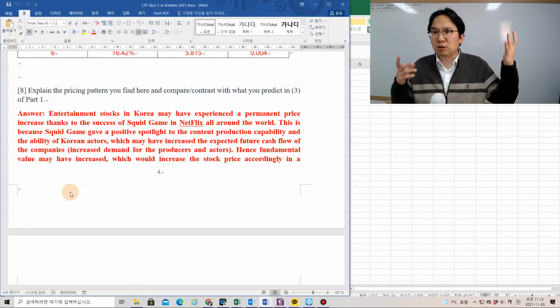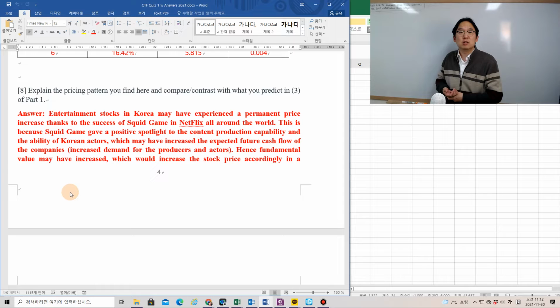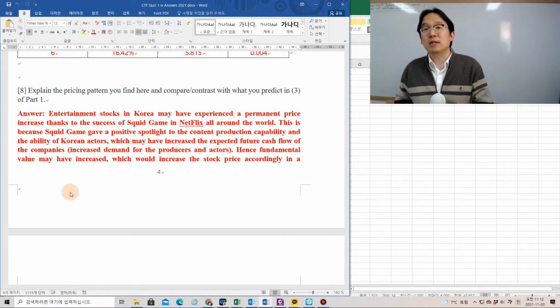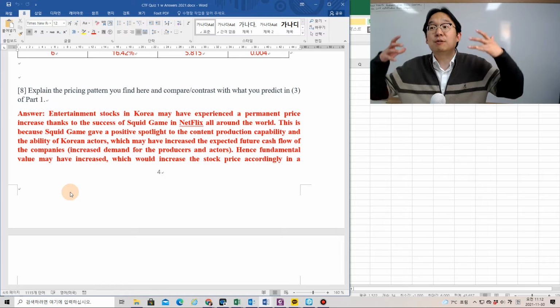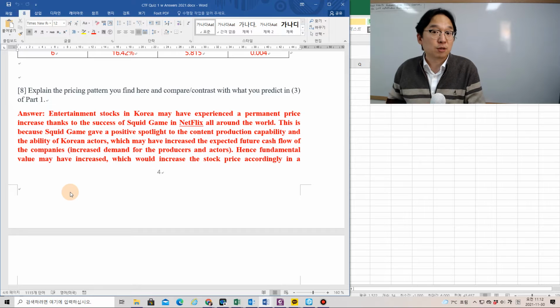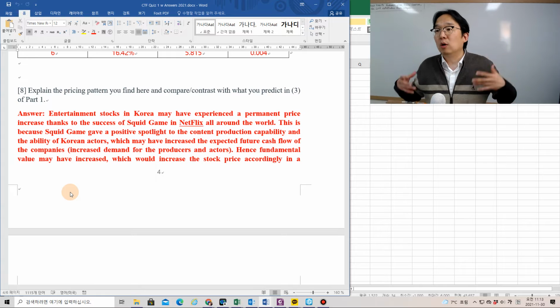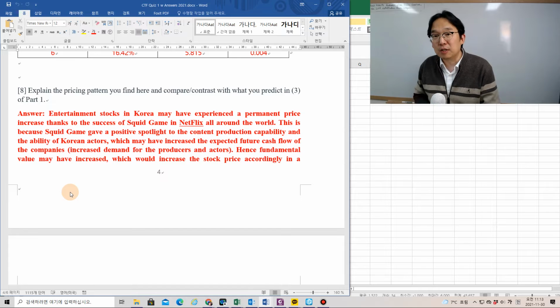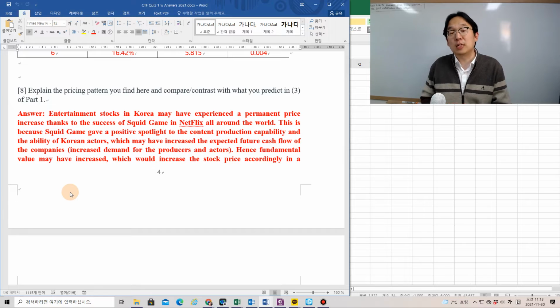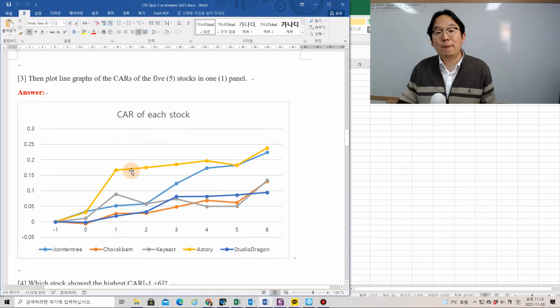Now she's top 2 or 3 among Korean female actresses, and now she's going to Hollywood or something. Likewise, the demand for these actors increases, and those production companies, like Lee Jung-jae's companies or whatever, those companies become better known. Customers will increase their demand for this kind of production company, so the expected future cash flow of these companies may go up higher.